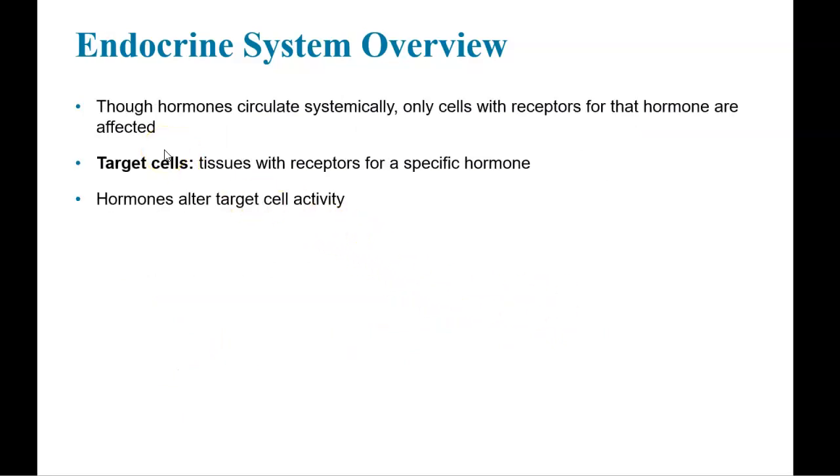Okay, so the hormones do circulate systemically, but only the cells with receptors for that hormone are going to be affected. These are called target cells. This includes tissues with receptors for a specific hormone. So even if a receptor is exposed to different hormones, it won't attach to them because it doesn't have the right shape. It's like a lock and key relationship. So the target cells have specific receptors that bind to specific hormones.